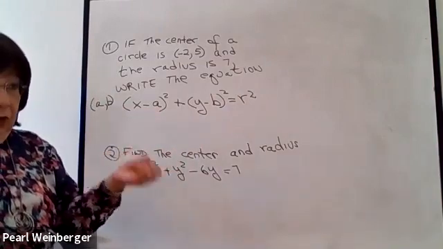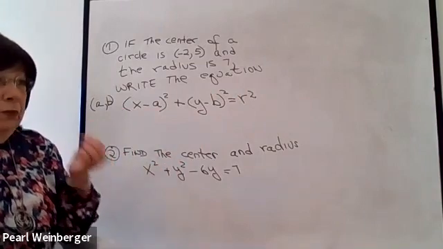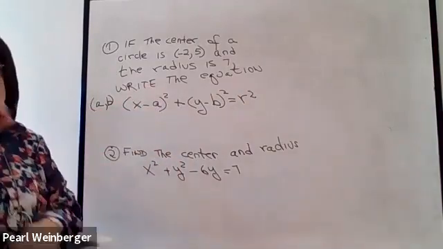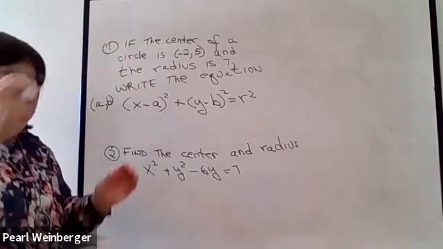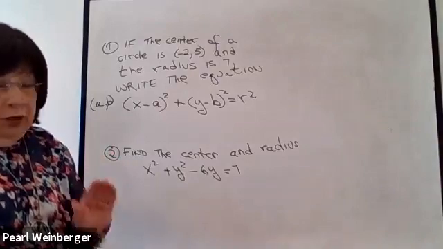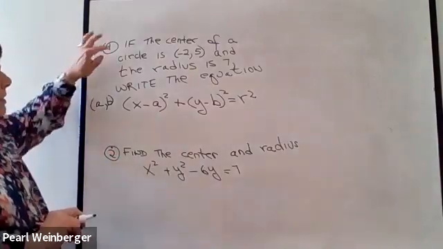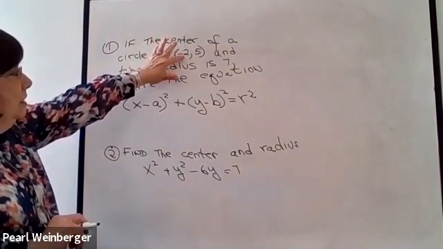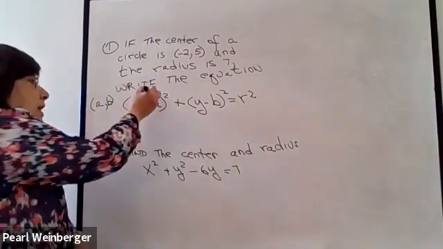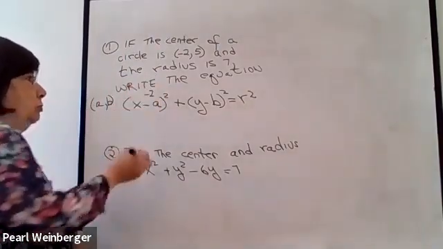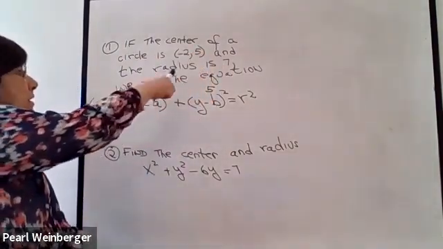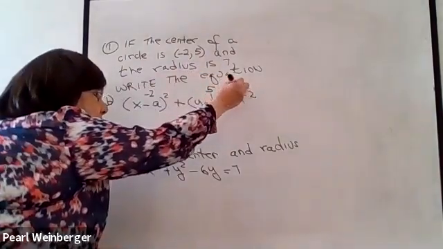Think about it. If you wanted to draw a circle, the two important things you'd need to know are where is the center of the circle, where's the middle of the circle, and then how big is the radius? Because once you have both of those pieces of information, you could definitely draw your circle. Now, in this case, they told me that the center of the circle was (-2, 5). So the a in this case is -2. The b is 5. And the radius, they told me, is 7. So the r is 7.